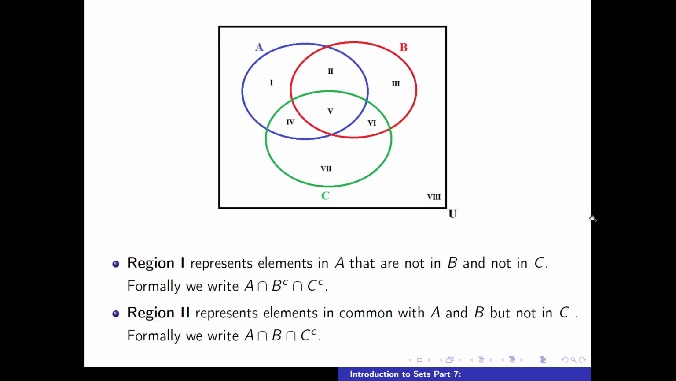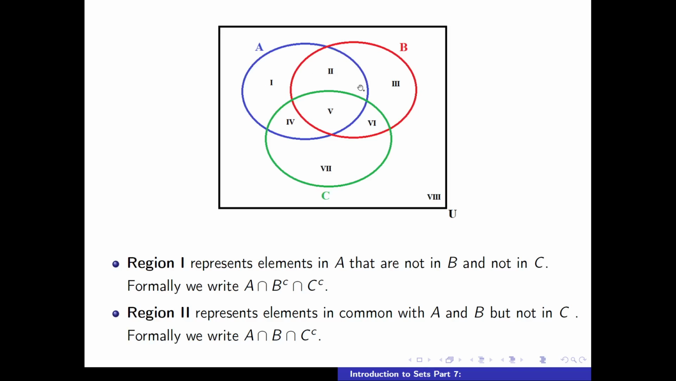Okay. So first, let's discuss the regions. Region 1 represents elements in A that are not in B and C. Very similar to how region 1 was for the 2-set Venn diagram. So we see here it's contained in the set A, but it's outside of B and C. Formally, we can write this as A intersect the complement of B intersect the complement of C, because it's in A, and it's not in B, and it's not in C.